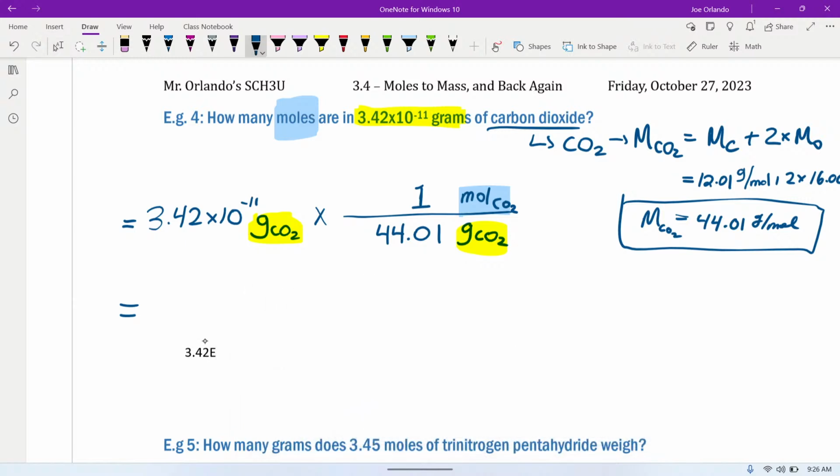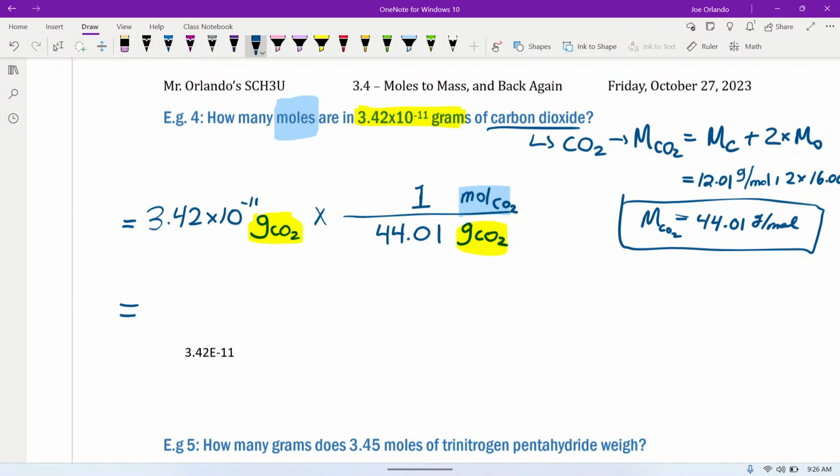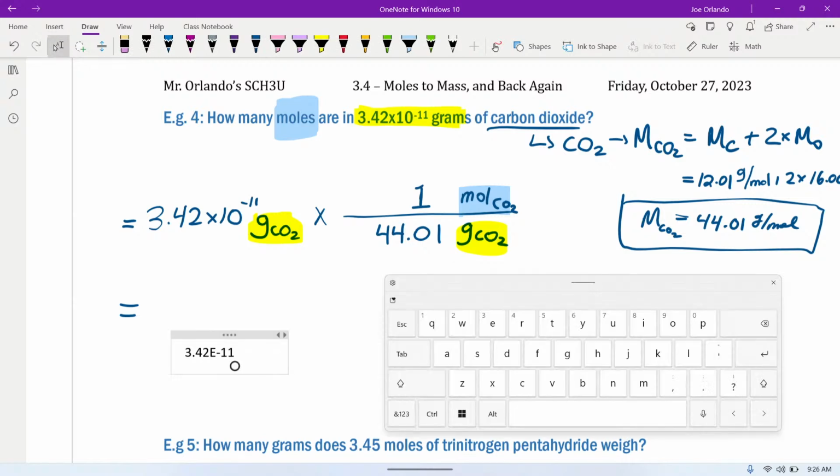And then what goes in? Now do I put 10 to the negative 11? Yeah, you have to press the negative sign, which for you guys is a bracket, negative, and then 11, right? That's what you should see on your screen. 3.42 E negative 11 means 3.42 times 10 to the negative 11.